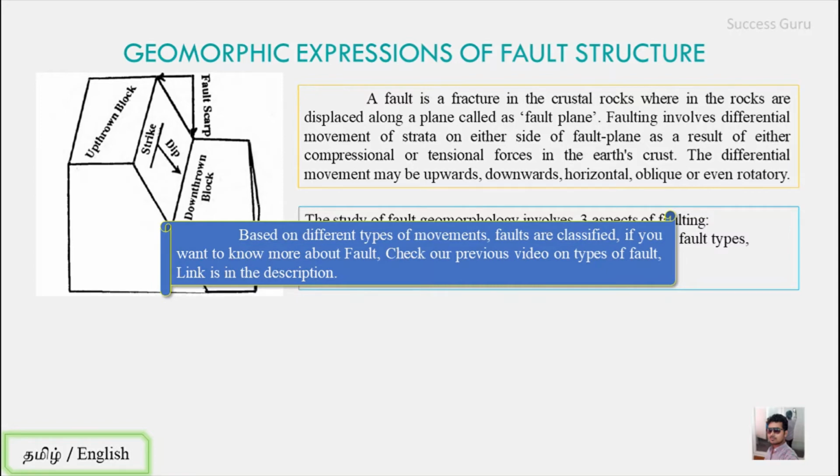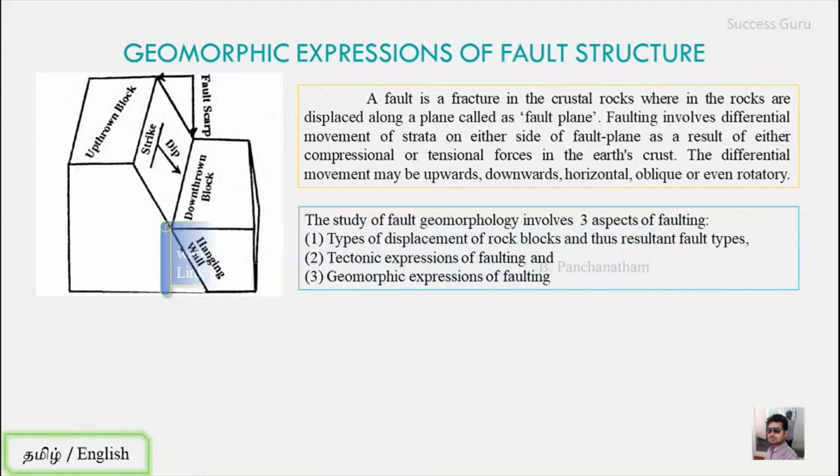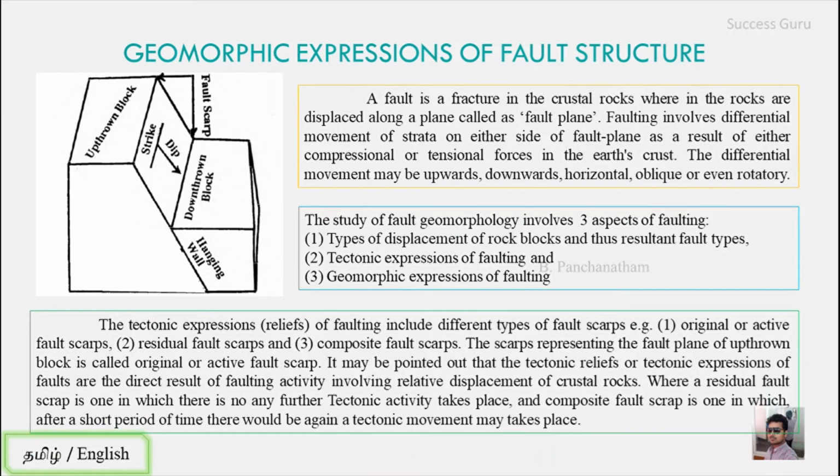Based on the different types of movement, the faults are classified into many categories. If you want to know more about the fault, you can check our previous video, which is exclusively for the types of fault and its origin. But that is not our main interest. The tectonic expression, that is the relief of the fault, includes different types of fault scarps. That is the original or active fault scarp, the residual fault scarp, and the composite fault scarp.